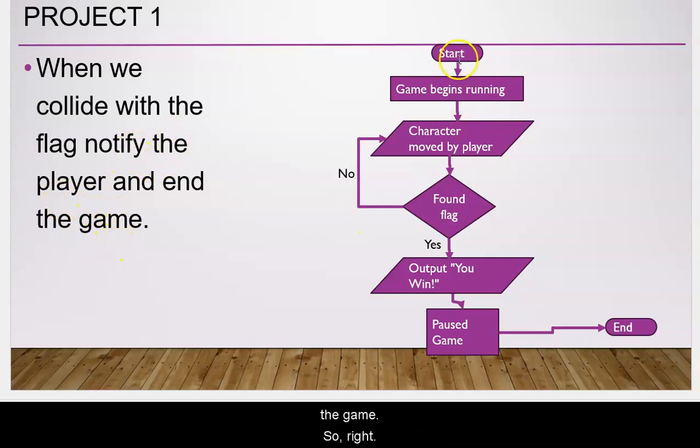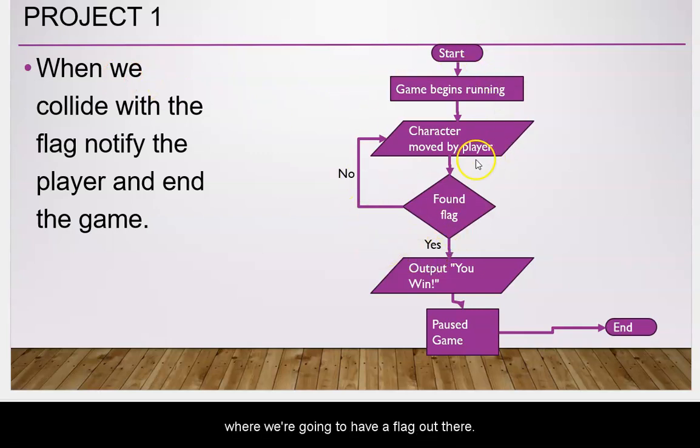So start, we begin the game, the character is moved by the player. Did they find the flag? No. Then you keep getting movement from the player. So this is kind of a loop that you get into. And if they did find the flag, then you want to come out and say, hey, you win, and notify them. You might want to pause the game, and then you end. So that's project 1.